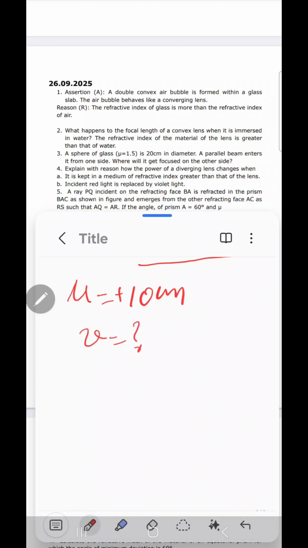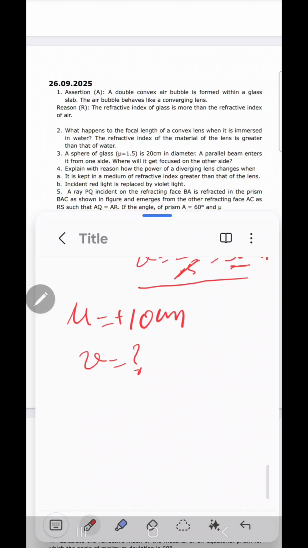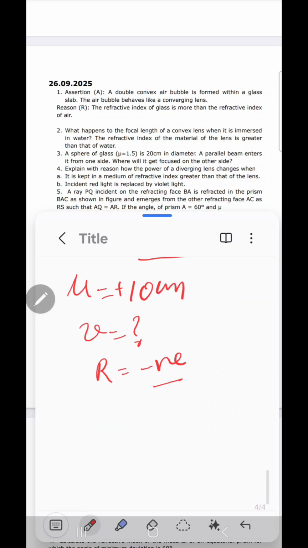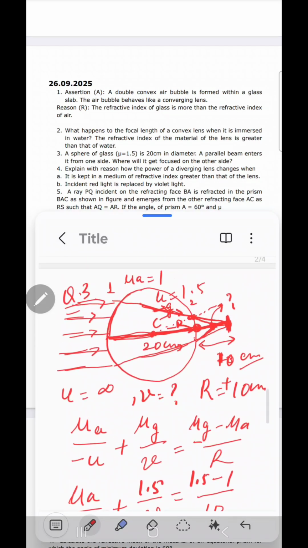V we have to find out for surface number 2, and radius of curvature, here you have to go from here till here. So radius of curvature would be negative. So r would here be negative, minus. So now we have to write the equation for surface number 2.